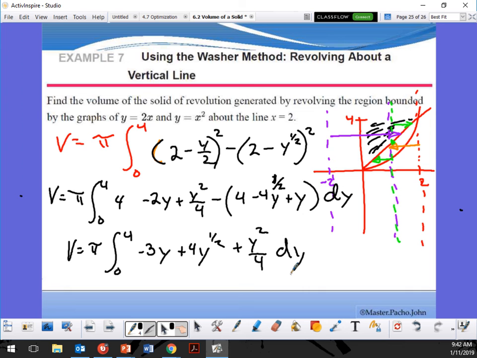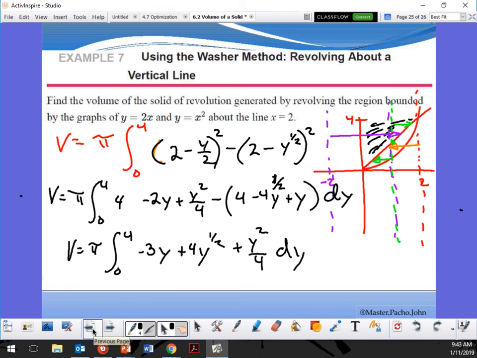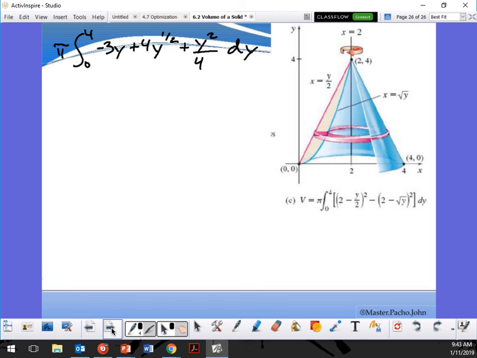Okay, so I'm going to go to the next page again. Help me copy that back down. So pi, integral from 0 to 4, of minus 3y plus 4y to the 1/2, and then plus y squared over 4 dy. Yep. Okay, good.